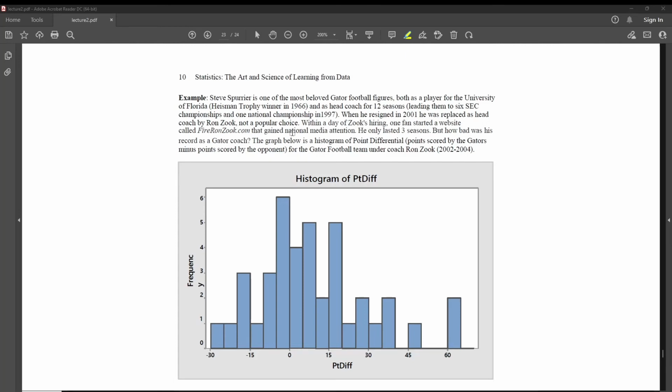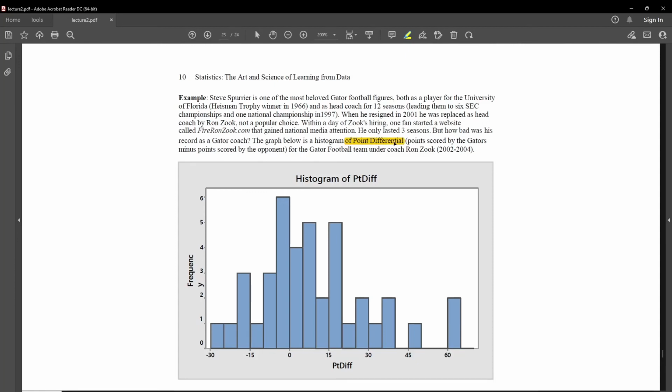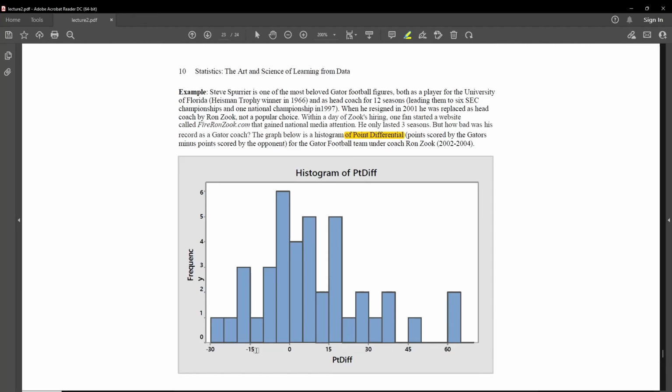But how bad was his record as a Gator coach? That's the question. The graph below is a histogram of point differential. This is a keyword: point differential means points scored by the Gators minus points scored by the opponent, for the Gator football team under Ron Zook. So, in other words, on the horizontal axis over here, this -30 shows the point differential score.